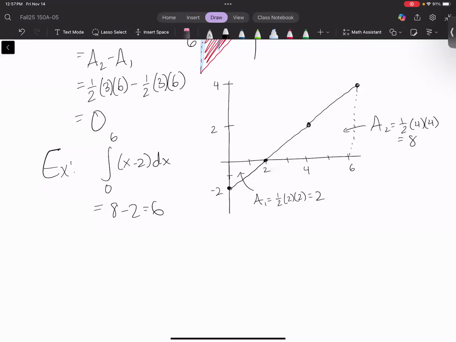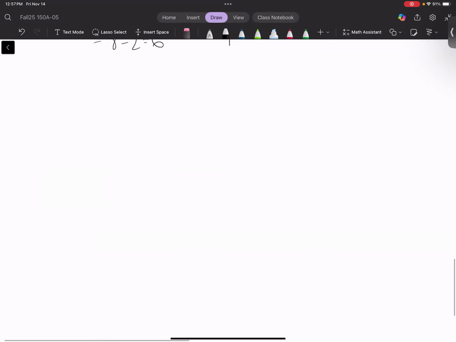Hopefully you paused. So there's the picture. In there you can see I calculated the areas and then I did the appropriate subtraction: positive area minus the area below the x-axis. Wonderful.